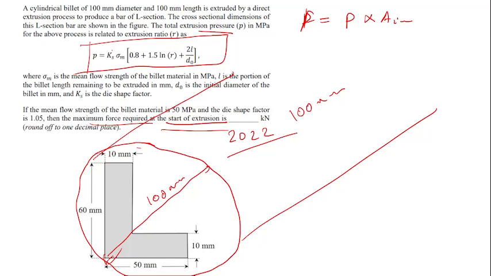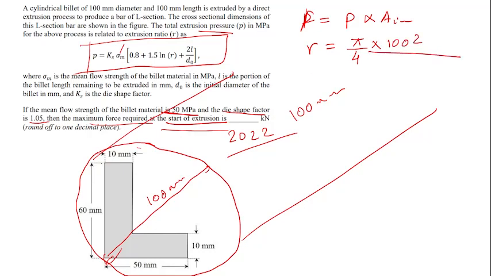So the first term is Ks. Ks is given, the die shape factor, 1.05. Then sigma m is the mean flow strength, which is also given. The mean flow strength of the billet is 50 MPa. Then ln R. R is the extrusion ratio, which we will calculate. Extrusion ratio is the original cross-section area divided by the final cross-section area. So the original cross-section area will be pi by 4 d square, pi by 4 into 100 square, upon the final cross-section area.